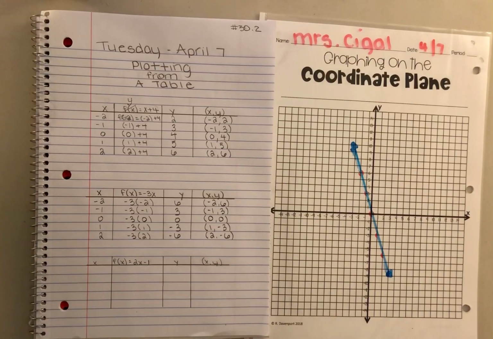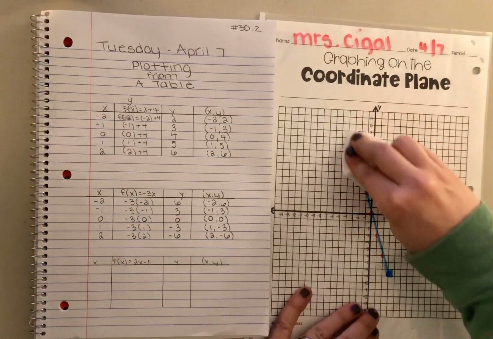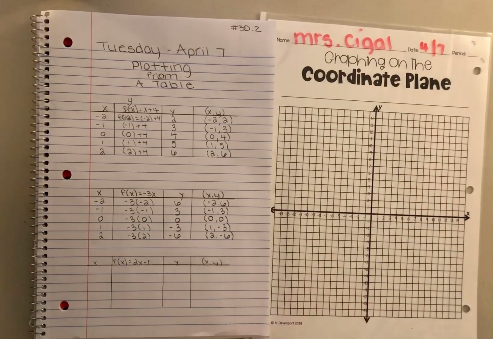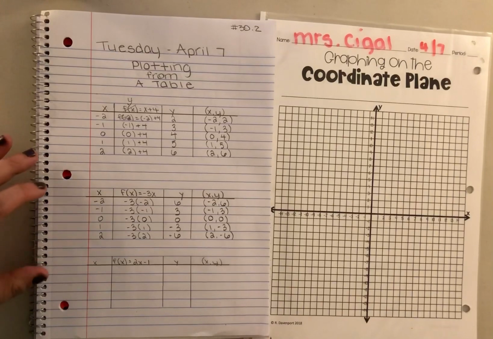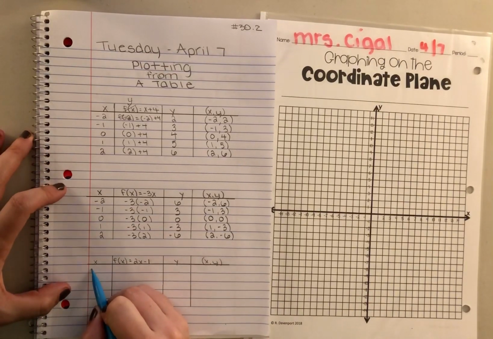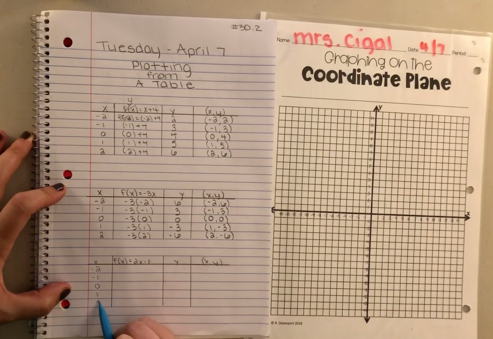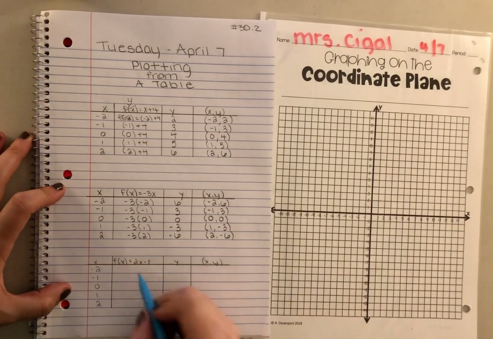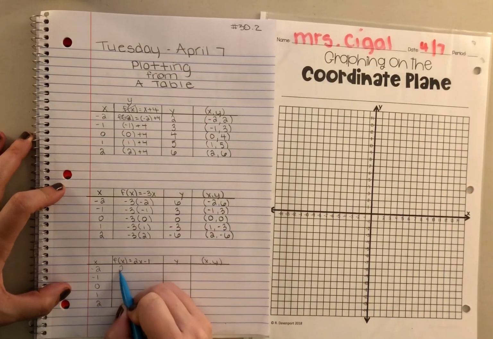We've got one more to do. I'm going to erase this one, and we're going to evaluate our last function. I'm going to stick with my same x values. So -2, -1, 0, 1, and 2. I'm going to fill in my function.